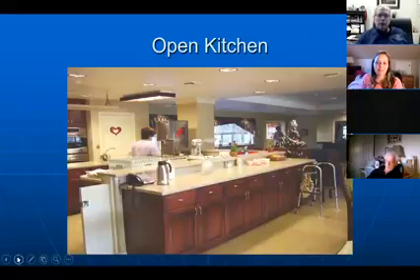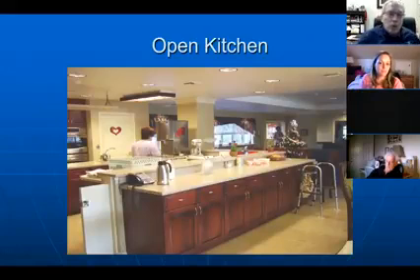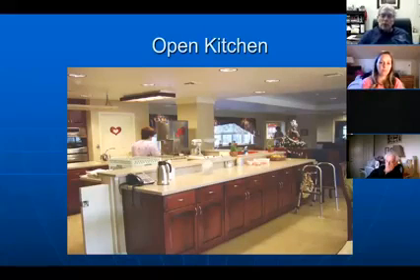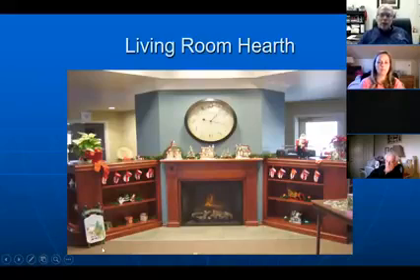Next slide, please. Okay, just a view. I mentioned the open concept. You can see the kitchen, how open it is. You can see the person there standing over by the appliances. Next slide. That's, I told you they have fireplaces, hearth. This one was decorated for Christmas at the time.